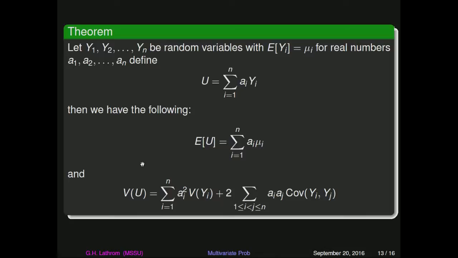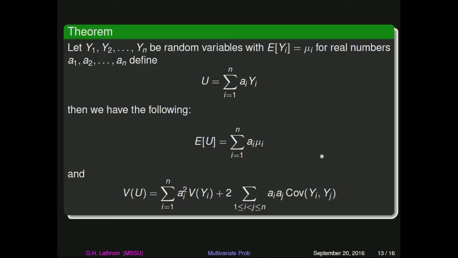But then I also know that the variance of u will be the sum from 1 up to n of a sub i squared times the variance of each y sub i, plus this kind of correction that I have here: 2 times the sum over all possible i and j, which I can write as 2 times the sum over i strictly less than j, where they're not equal, of the product of a sub i, a sub j, times the covariance of y sub i and y sub j.